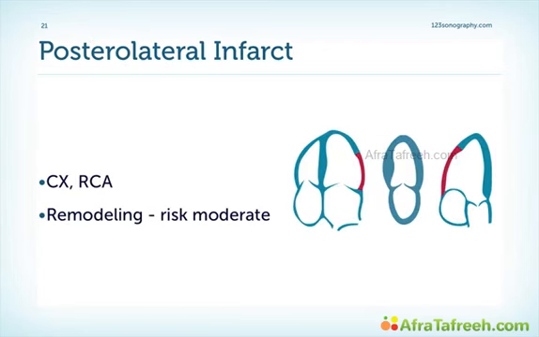The next infarct is the posterolateral infarct. It's usually caused by a circumflex infarct, but can also be caused by infarcts of the posterolateral system of the right coronary artery. We now have involvement of the posterolateral wall and the lateral wall, and not the inferior or the inferior septum. The risk of remodeling in this type of infarct is usually fairly low.